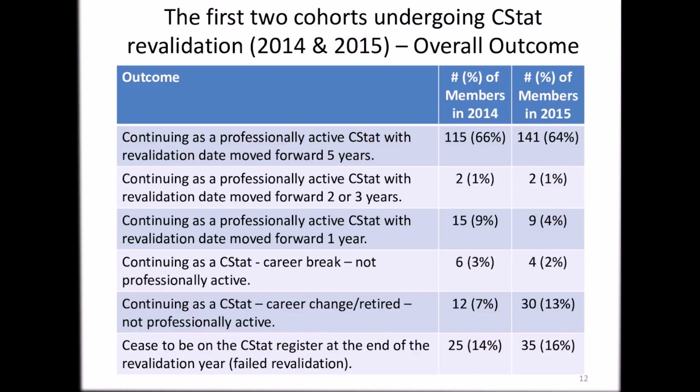Now, the next 2 rows indicate those who retain CStat status, but for whom their professional register entry indicated that they were not professionally active as statisticians. A temporary state for those on a career break, but typically permanent for those undertaking a career change or moving into retirement.